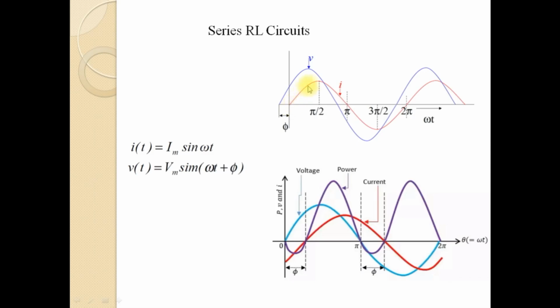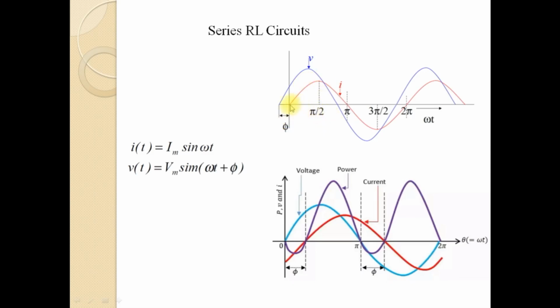So voltage is represented as Vm sin(omega t plus phi). Now if you see the variation of the voltage and current waveforms, here you can see that we have taken I as reference. That is why we have started the waveform I from origin. So this is the reference, and you can see that the voltage waveform is leading with respect to the current waveform by an angle phi, which is less than pi by 2 radians.